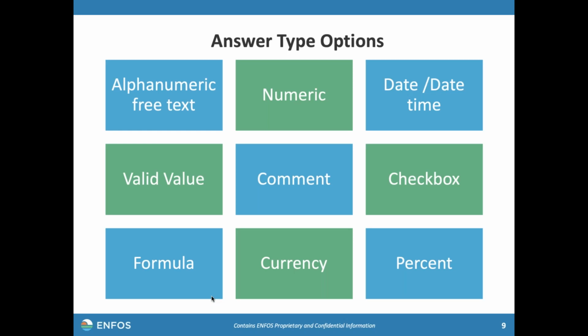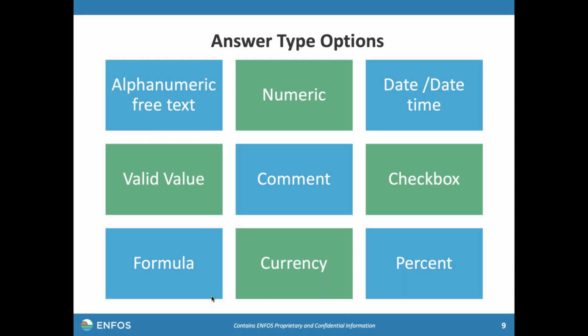We've got a couple to talk about here. So, most commonly we see this alphanumeric free text. It's just really a free text box. Numeric similar, right? But it is only numbers allowed. Valid values are really awesome. And you see valid values throughout ENFOS. It's those drop-down menus, right? Where you can only select one valid value from the list.